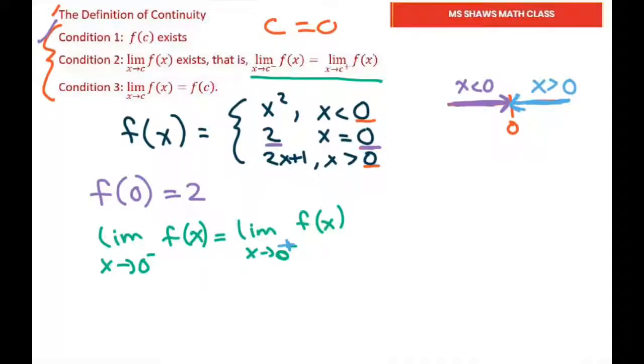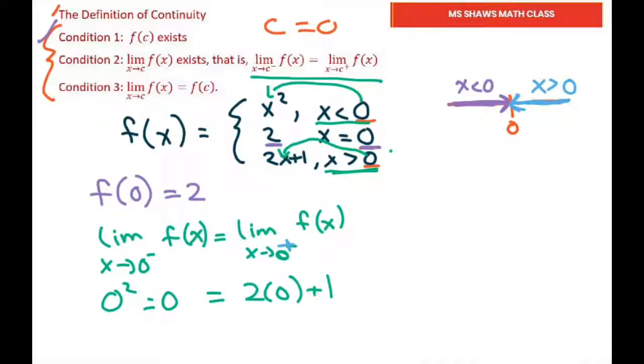You're going to plug in your c. The left means this one, so plug in 0 and you get 0 squared equals 0. From the right, we're going to use this one. Plug in 0 into this x, and you get 2 times 0 plus 1, that equals 1. So we basically have 0 equals 1, which is not true. So the left-hand limit does not equal the right-hand limit. Therefore, the limit doesn't exist, and condition 2 fails. If condition 2 fails, there's no need to go on to condition 3. So this function is going to be discontinuous.